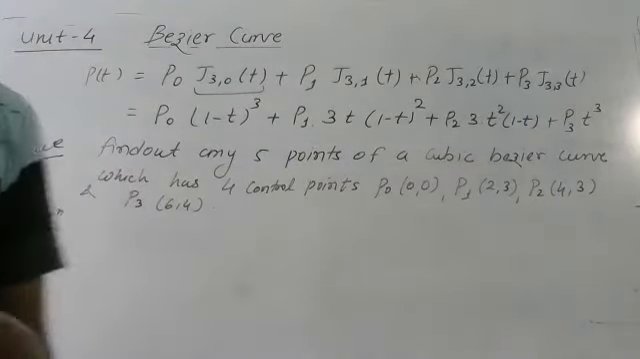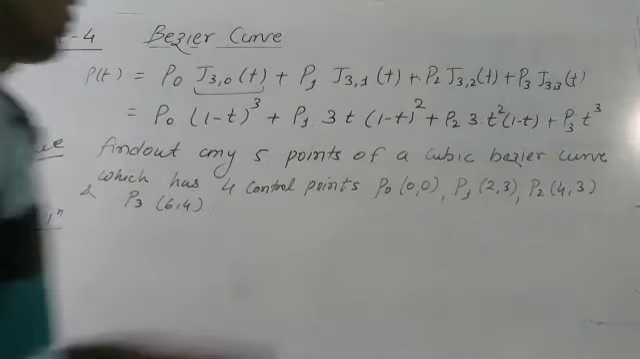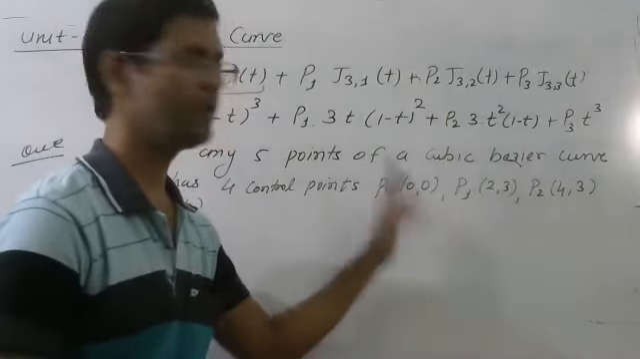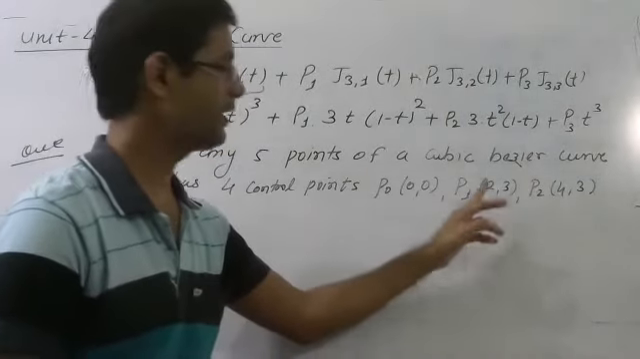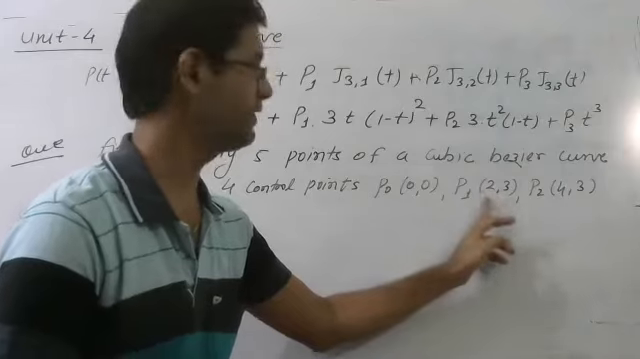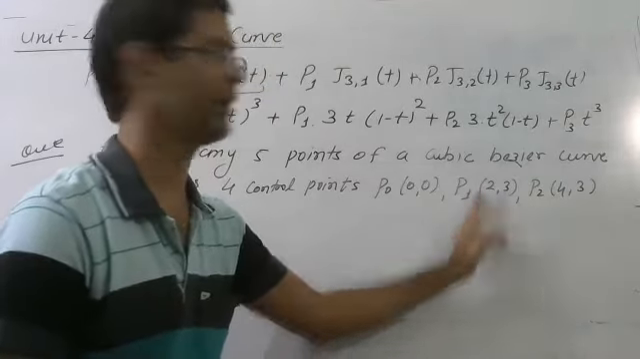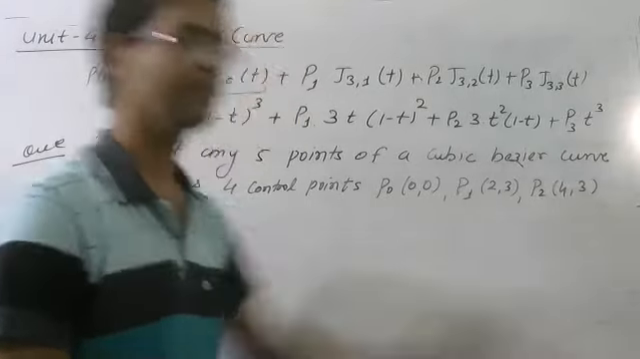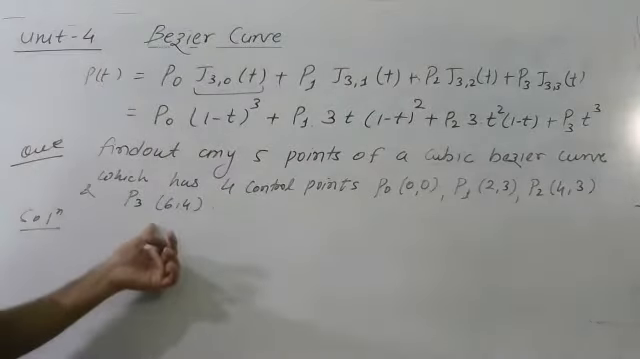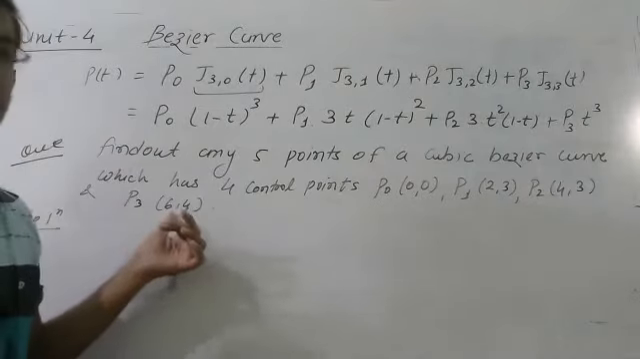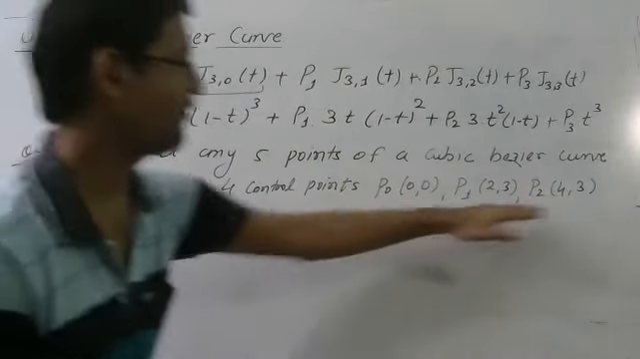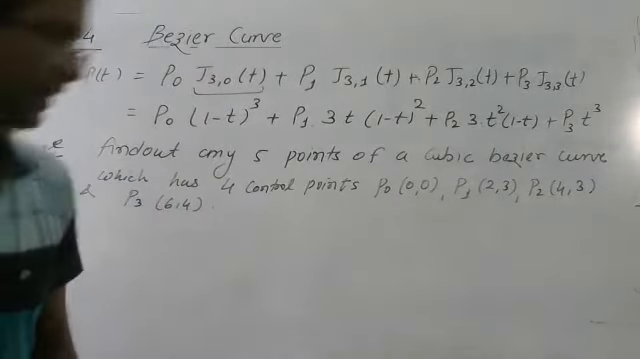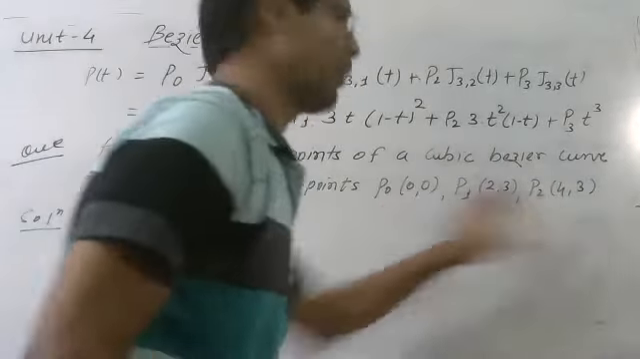So what is the question saying? There is a cubic Bezier curve which has four control points. P0 is (0, 0), P1 is the second control point with coordinate position (2, 3). This is the XY coordinate of this particular control point. P2 is another control point at (4, 3), and P3 is the last control point at (6, 4). So these are the four control points and you need to find out the curve's points. What is the difference between a control point and a curve's point?